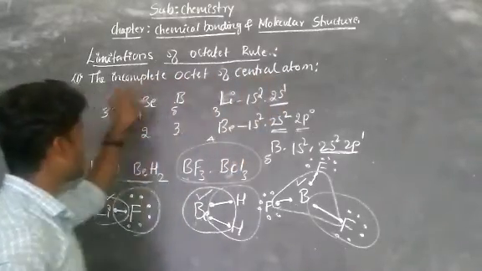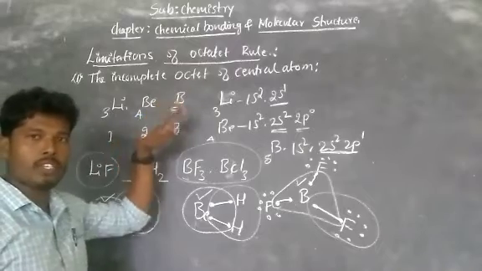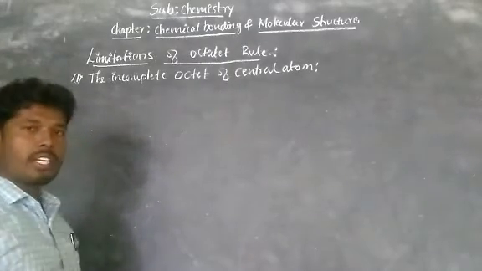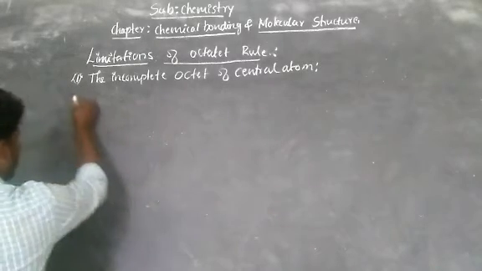Okay, then the second limitation is the odd electron molecule.